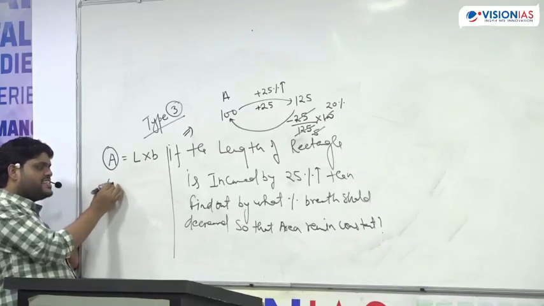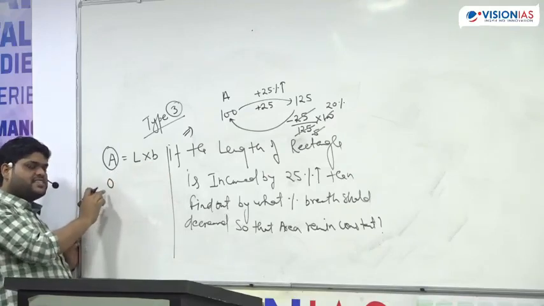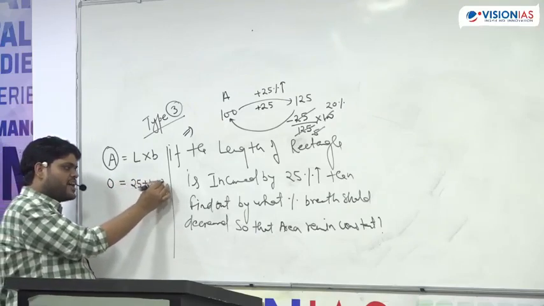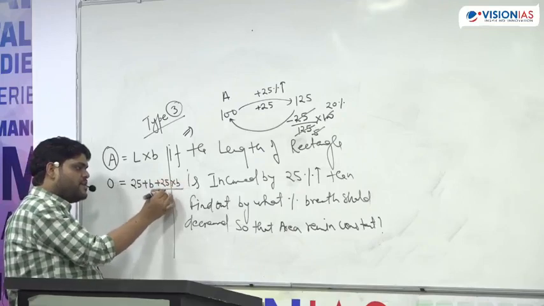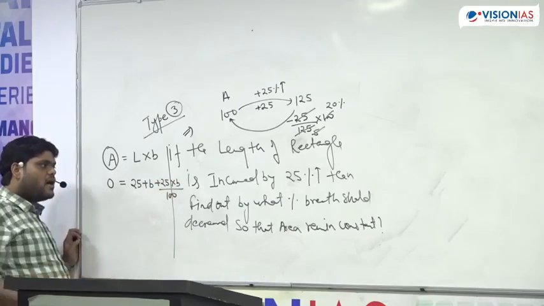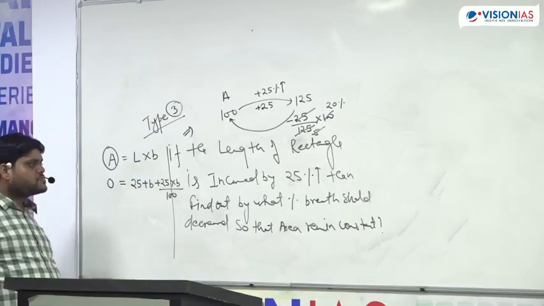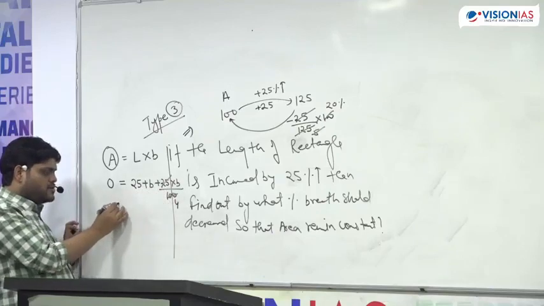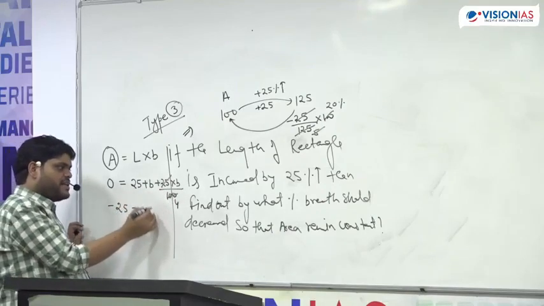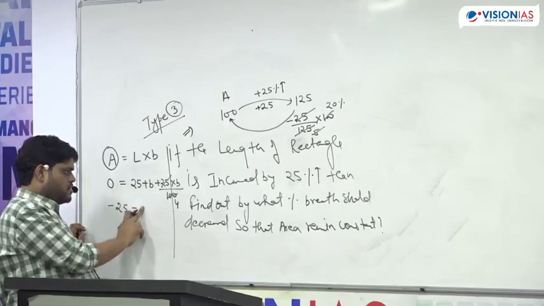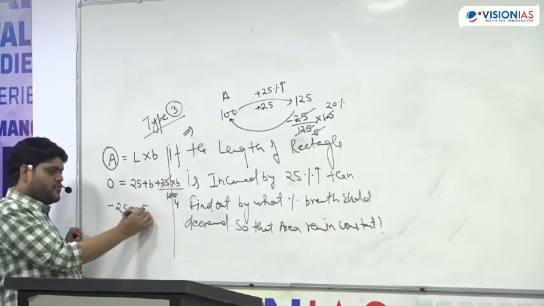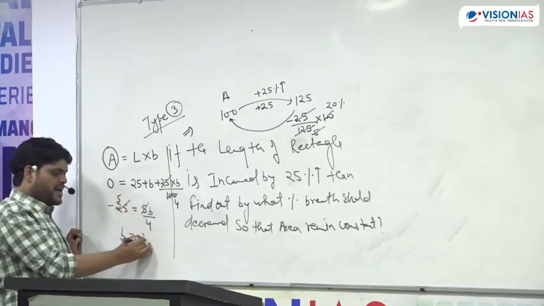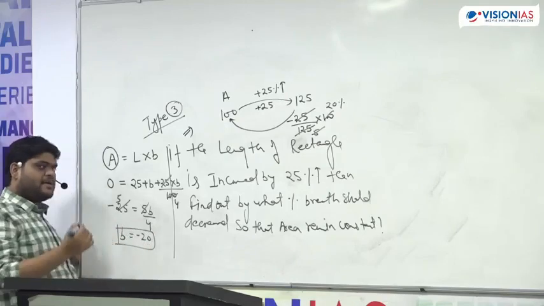The effective change is 0. A is 25, B we have to find out. 25 plus B plus 25 into B upon 100 equals 0. This becomes 4, so minus 25 is equal to 4B plus B, 5B upon 4. So B becomes minus 20. That means there is a decrement of 20%.